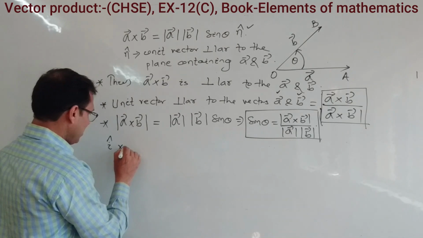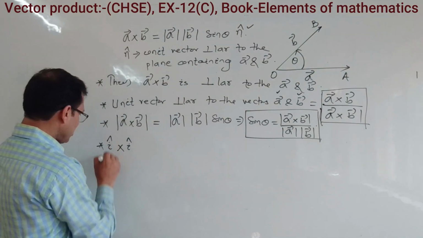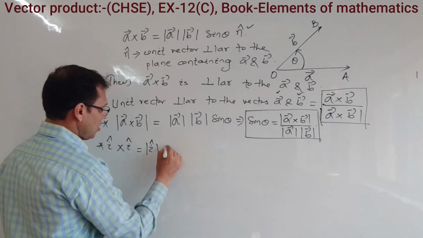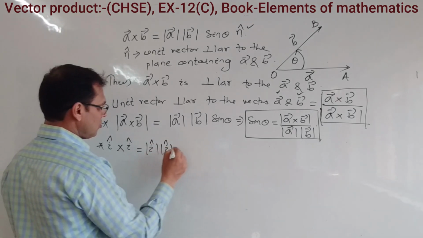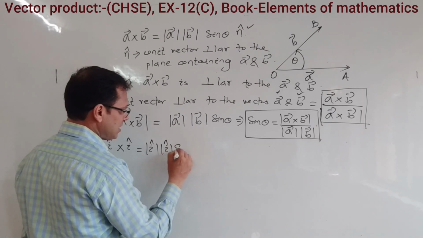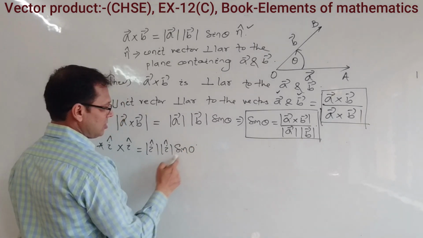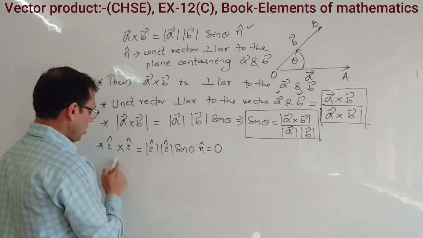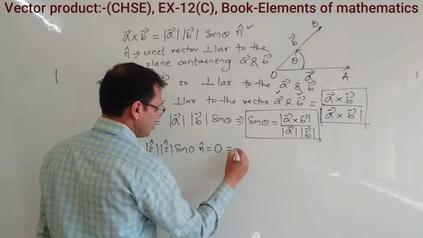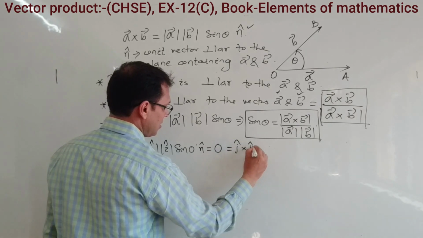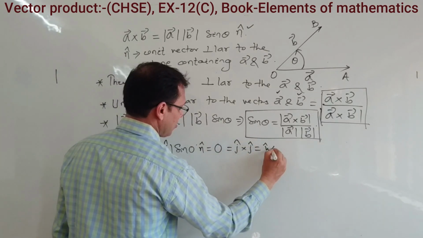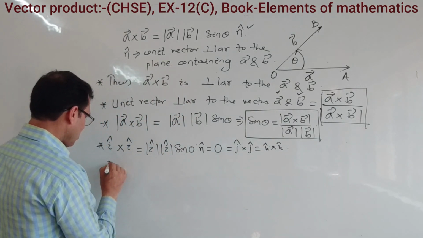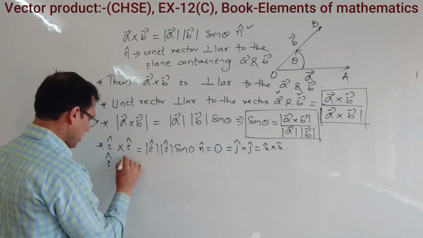So what about i cross i? Note that it means the magnitude of i vector, into the sine of the angle between them, which is sine 0, into n cap. Sine 0 is 0, so the total is 0. So i cross i is 0, equal to j cross j, equal to k cross k, isn't it?